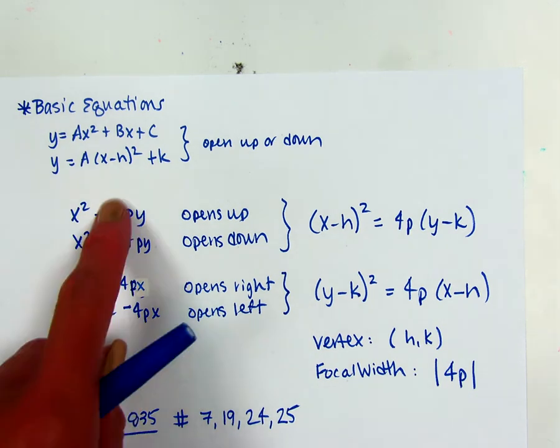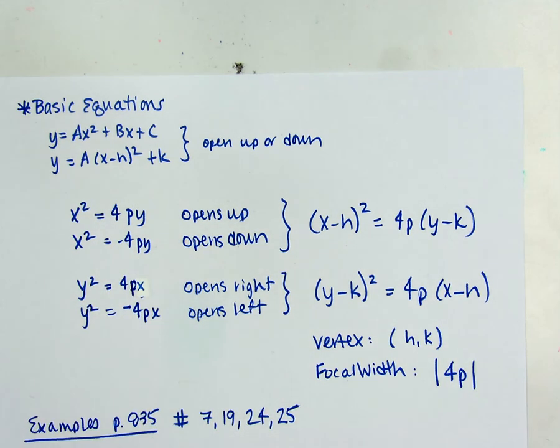So no matter what number is in front of your non-squared variable, make sure that's positive when you write down your focal width. All right, so find your books. We're going to go through these 4 examples, and they're on page 835.